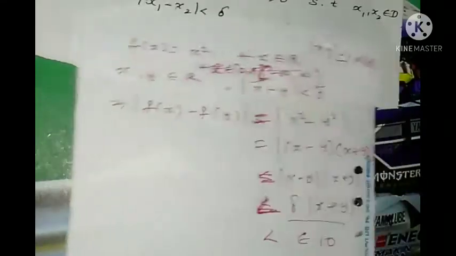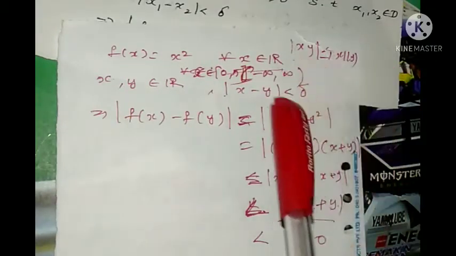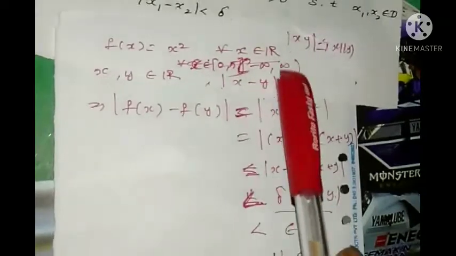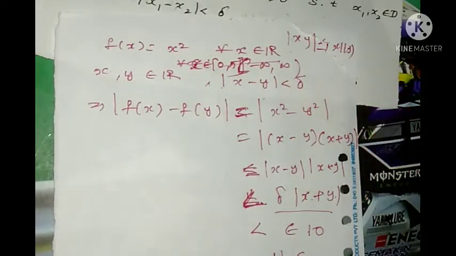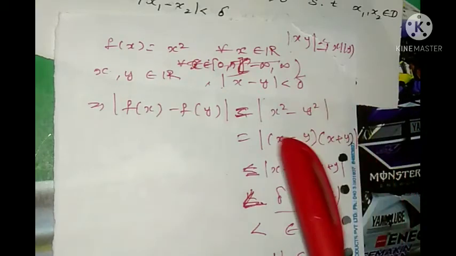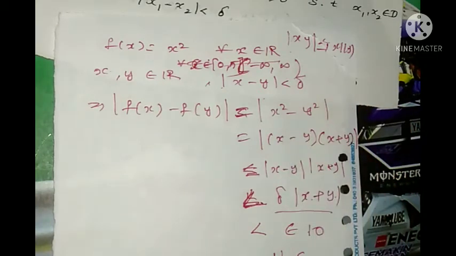Now we have to observe one point. If the domain is changed, then uniform continuity also changes. We have to remember this point.